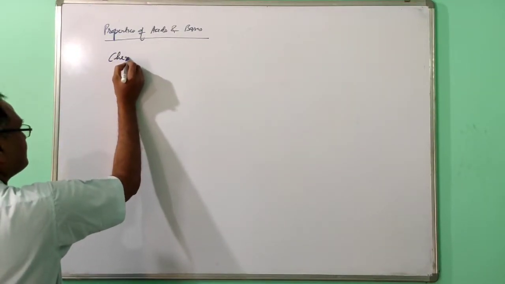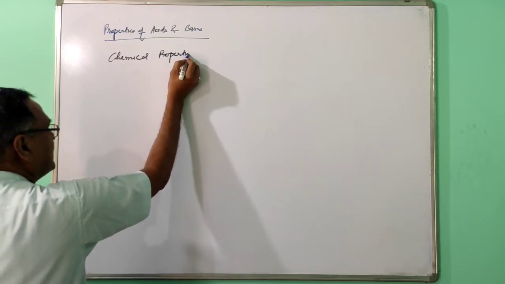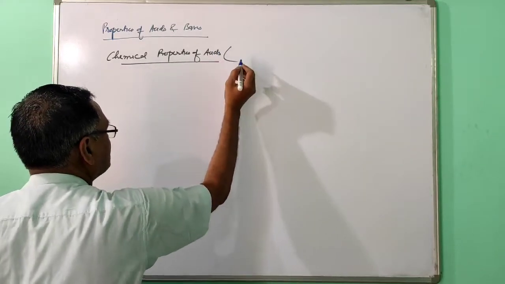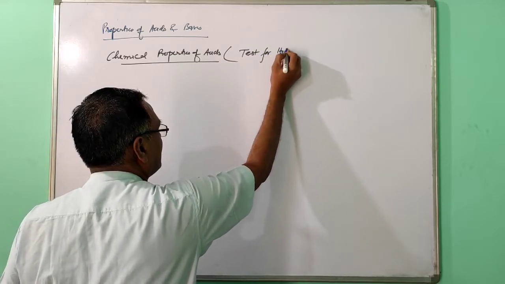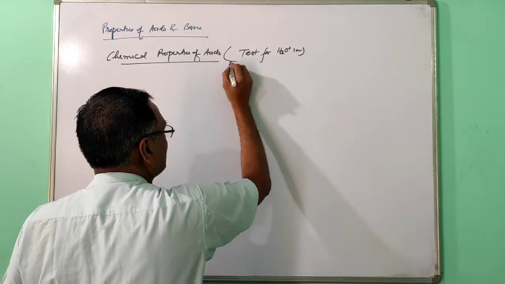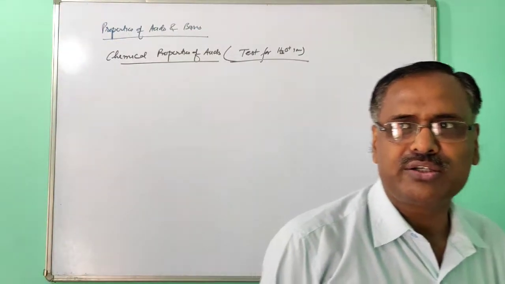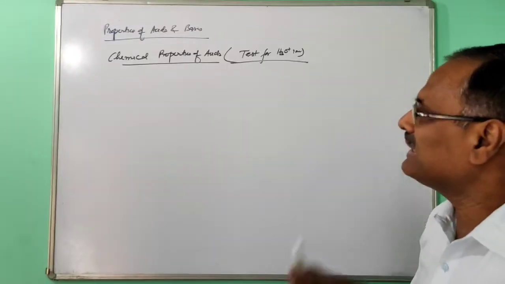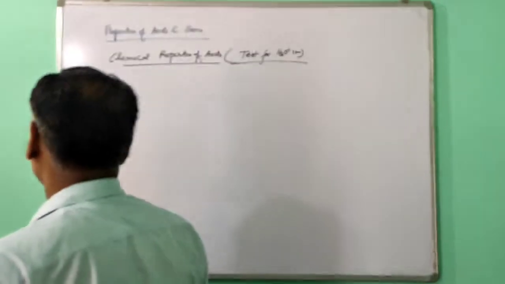Chemical properties of acids and test for hydronium ion. So whatever reaction you are going to study, for any reaction, if it is asked, give a chemical equation test for hydronium ion, then any equation you can give. So first of all, we are going to take neutralization.